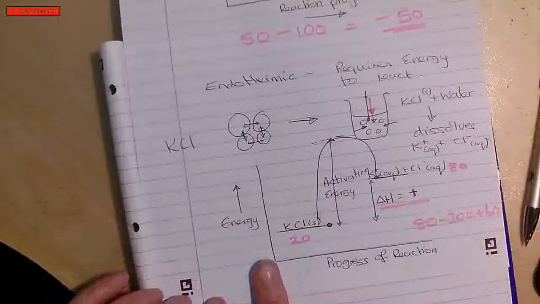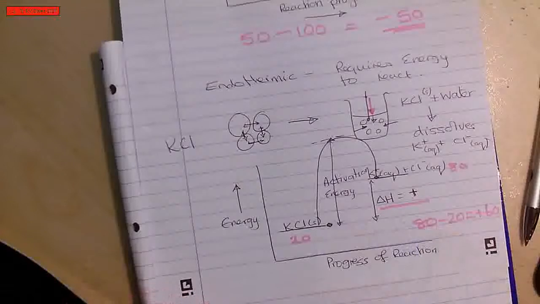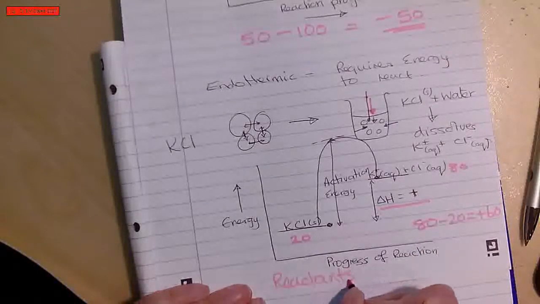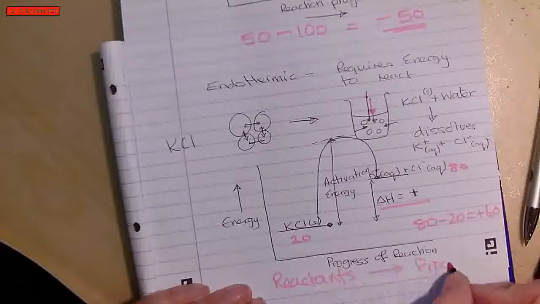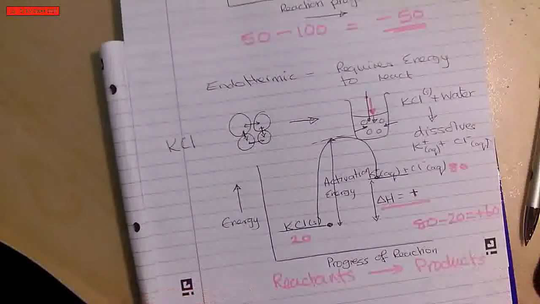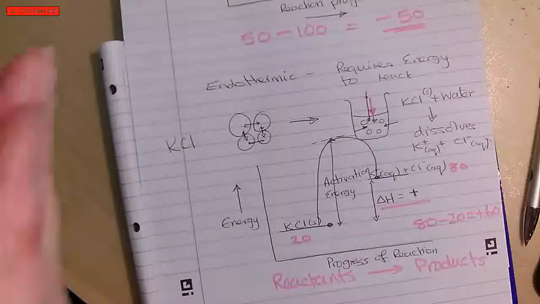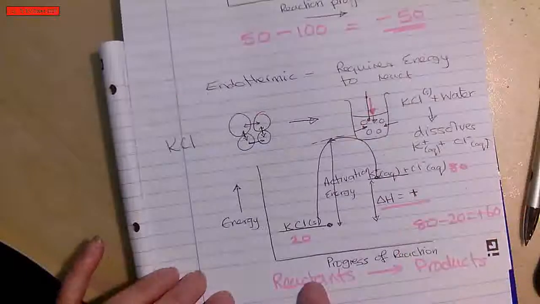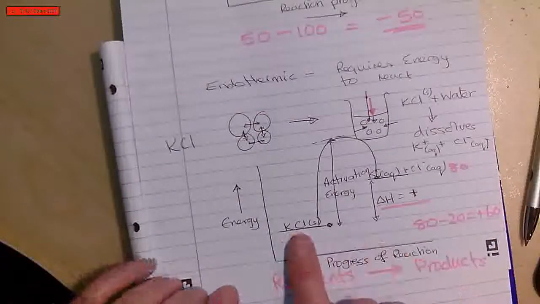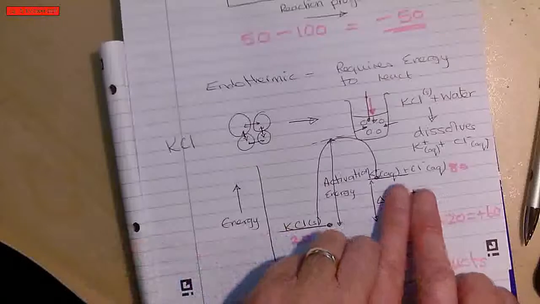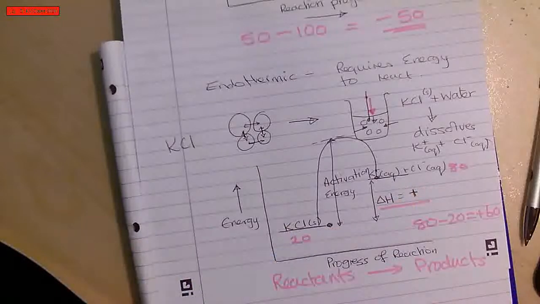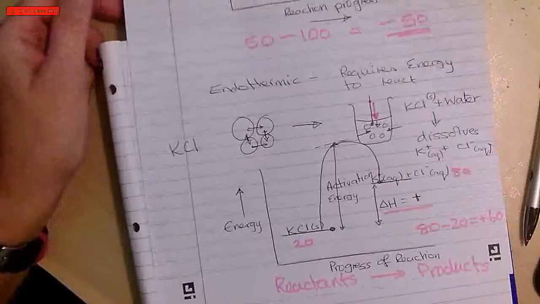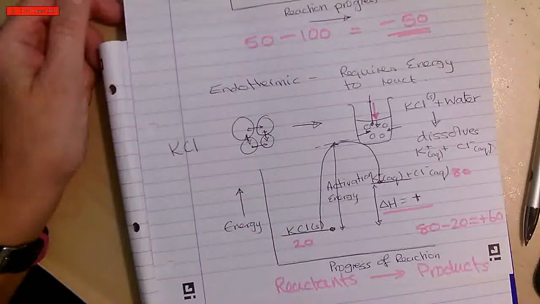We read them from left to right. So we read them from reactants to products, which is exactly like reading a chemical reaction, because our chemical reaction goes from left to right. It goes from reactants to products. So that's all we're doing. We're reading it from reactants to products. We're looking at the energy of the reactants and we're looking at the energy of the products. So I hope that's going to make it a little bit easier for you.